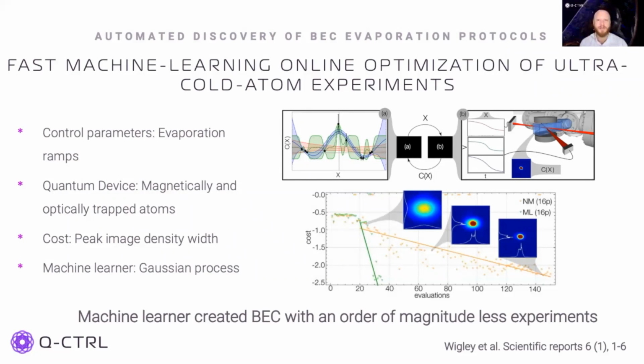Here we show a comparison of the number of experiments it took for the machine learner to create a BEC compared to a previous work on automated optimization that used the Nelder-Mead algorithm. mLoop was able to find a BEC with a 10x reduction in the number of experiments after the common initial training runs. This experiment demonstrates that closed-loop automated optimization can solve complex control problems facing neutral atom quantum science experiments that are relevant to the production of better quantum sensors.